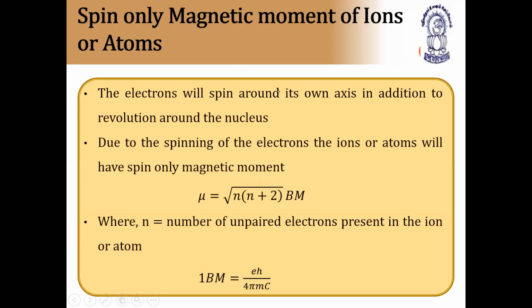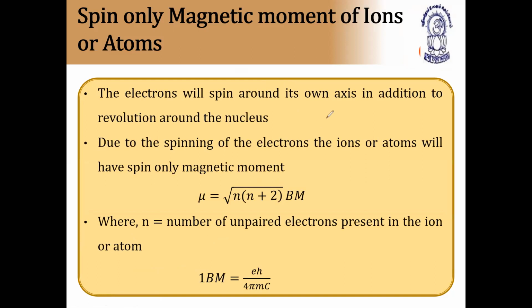So next is a very important final topic in this chapter, that is spin only magnetic moments of ions. How to calculate magnetic moment? The electrons will spin around their own axis in addition to revolution around the nucleus. This already we know. That's why we take spin quantum number s equal to plus half or minus half. Already we know the electron will revolve around the nucleus.